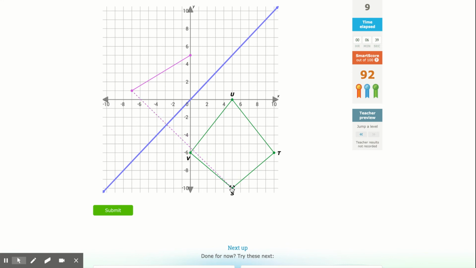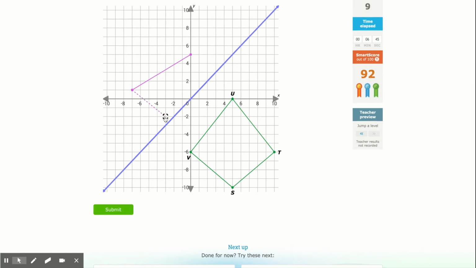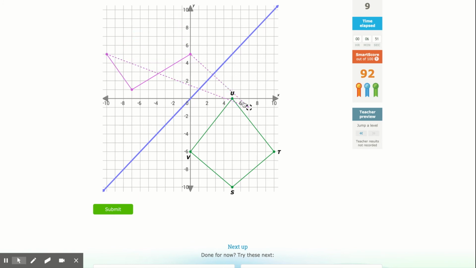Another way, I mean, going out 1, 2, 3, 4, 5, 6, 7.5. There's the half. 1, 2, 3, 4, 5, 6, 7. And then this one, we've got to do this point here, which is 1, 2, 3, 4, 5, 6, 7, 8. 1, 2, 3, 4, 5, 6, 7, 8.